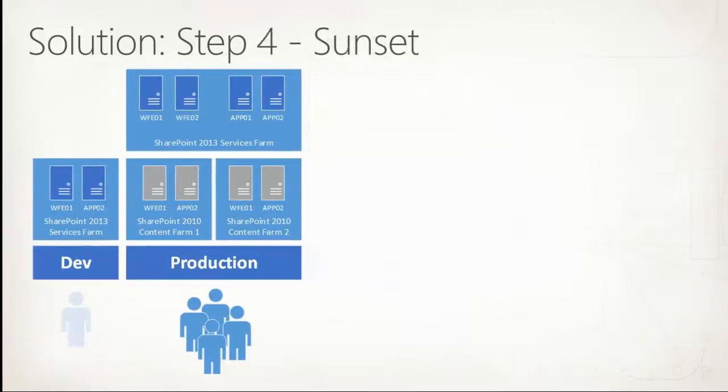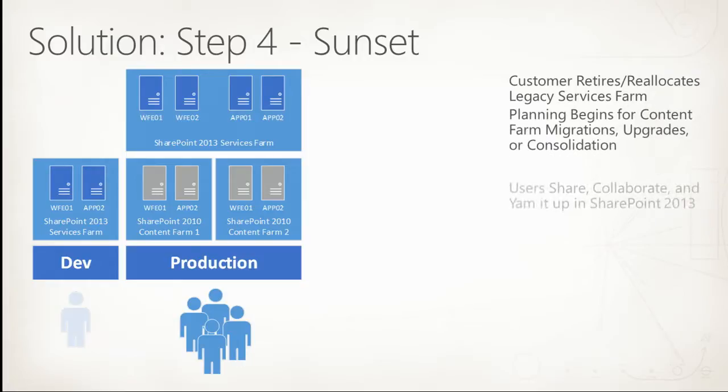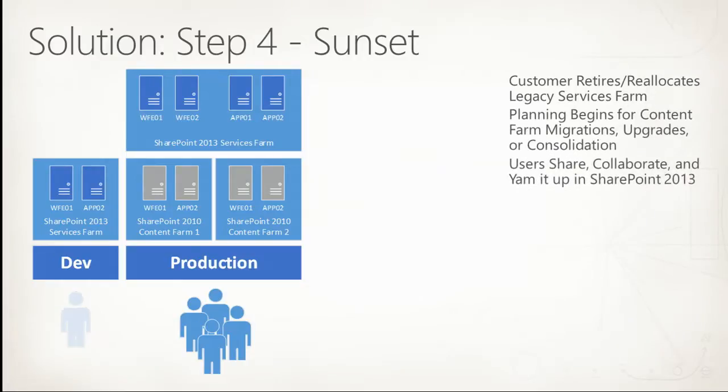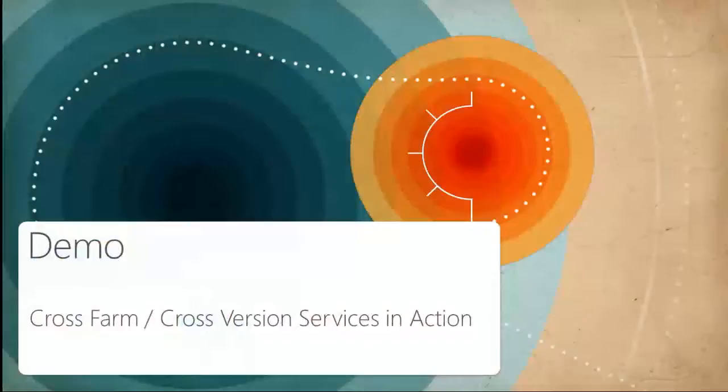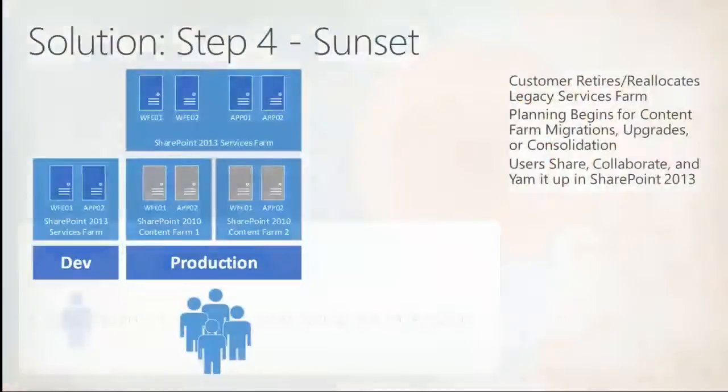And now the customers in production, they've retired all of their 2010 servers in the services farm. And they've started planning for their content upgrades in the 2010 farm. So they can take this phased approach, which starts the process in the long term. And it satisfies the needs of the users while maintaining the need for the CTO to have control of the information in the short and long term.